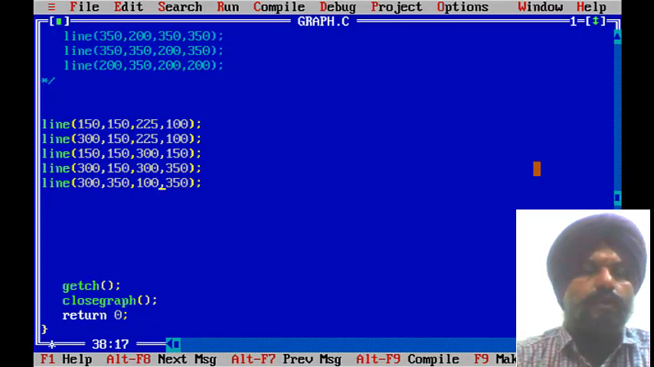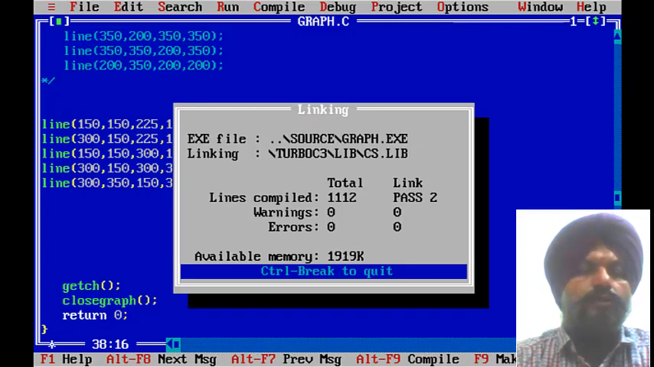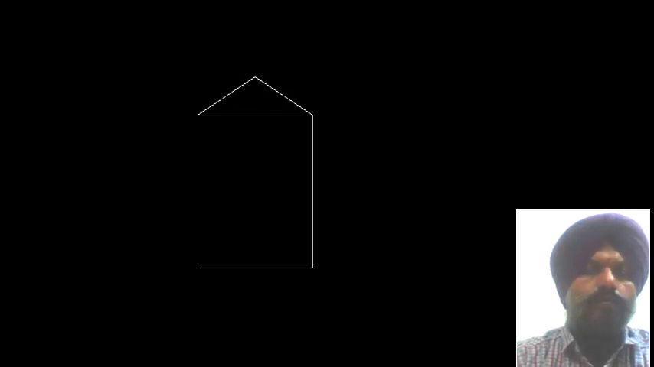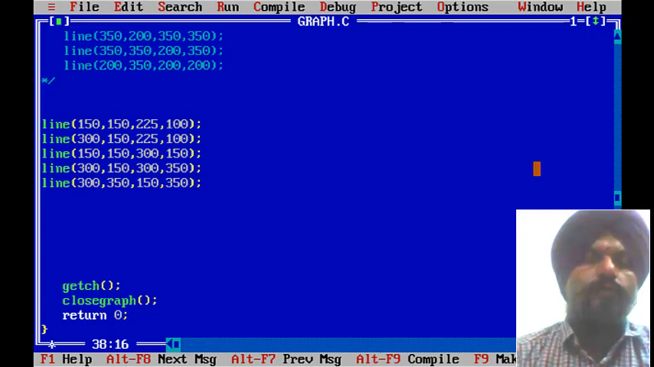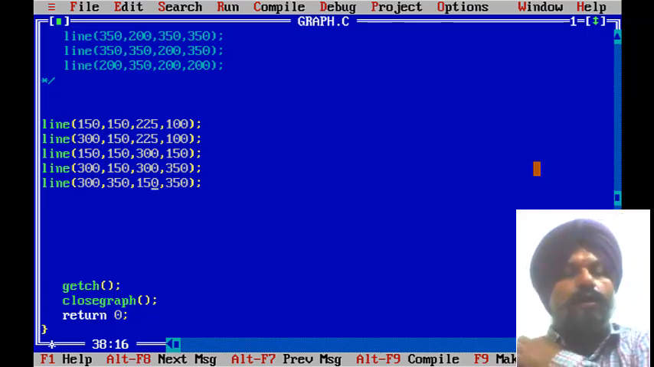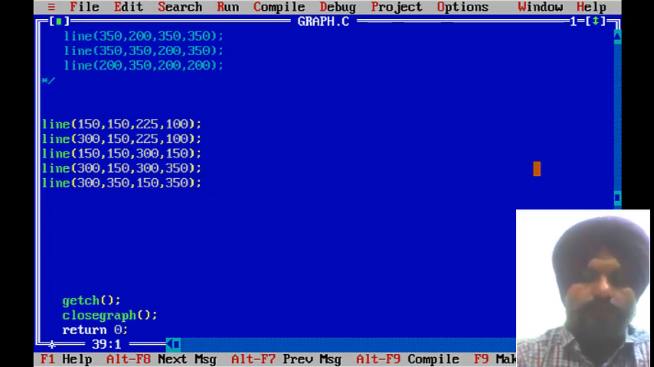As you can see, there's some difference in the hut base point. So I changed it like this. This is a 150 difference, because our triangle baseline has a 150 difference. That's why we have to take the x-axis difference as 150 and the y-axis difference as 200.